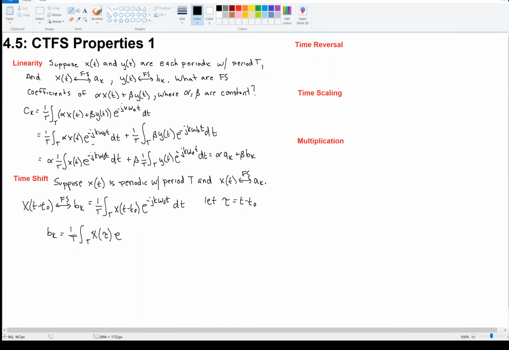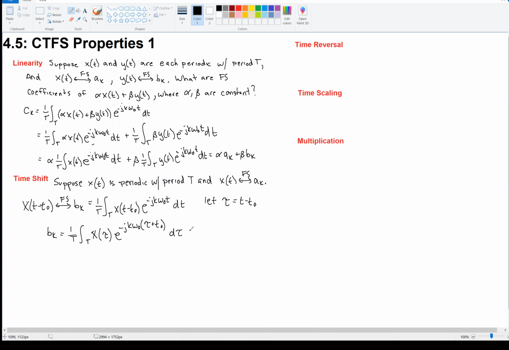And then to complete the change of variables, I have to substitute this t, and if I let tau equal t minus t0 and I solve that for t, then t is equal to tau plus t0. So this becomes e to the minus jk omega 0 (tau plus t0), right? And then the dt, if I take the derivative of this little equation that I made, then I have dt equals d tau, because the t0 is a constant. So I can just put d tau here, and now I've changed the variables from t to tau.